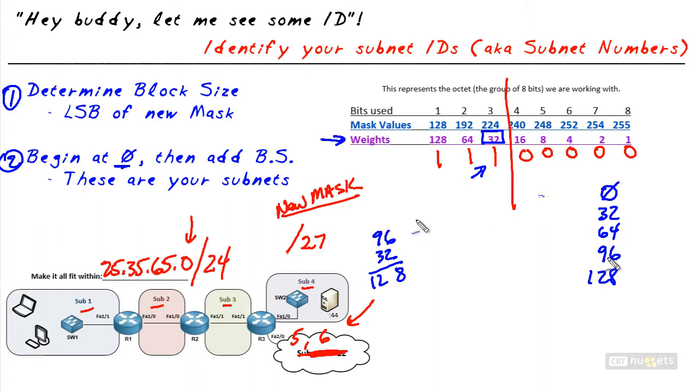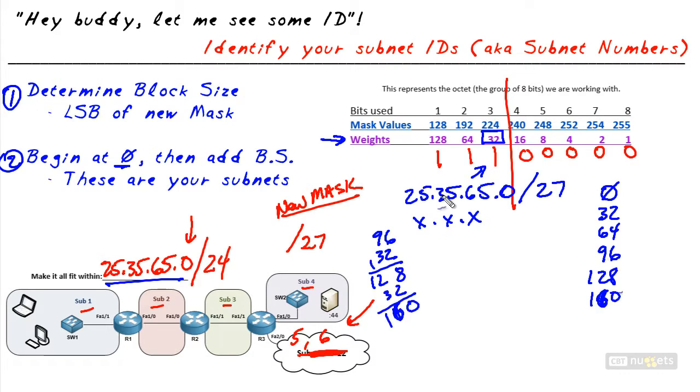And the next subnet would be x.x.x. There's no reason to repeat the first 3 octets because we can assume those are not changing. And the last octet is going to be 32/27. And then we have 64/27. And these are our new subnets.